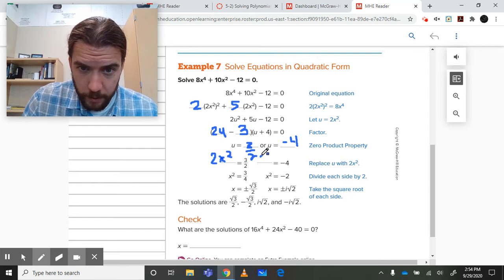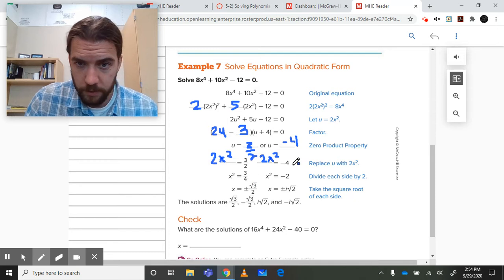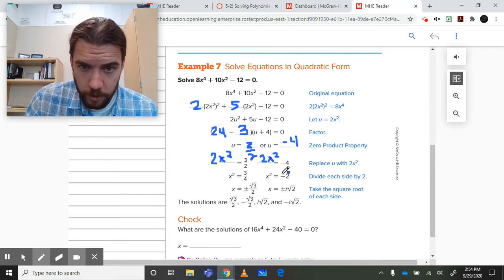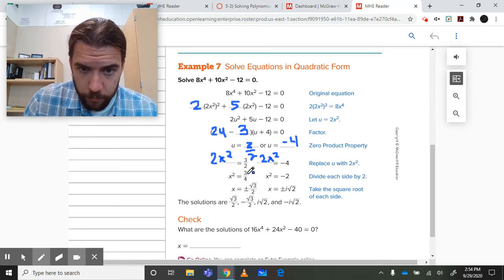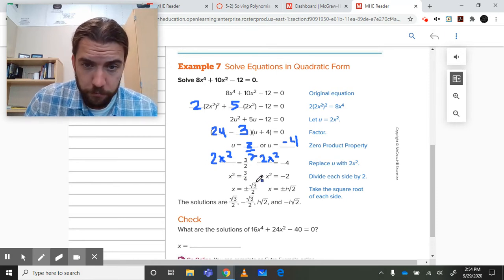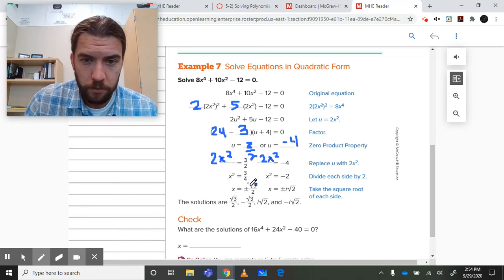So if 2x squared can equal 3 halves, and 2x squared can equal negative 4, then dividing by 2, we get not 3 halves, but 3 fourths on this side. Divided by 2, we get negative 2 over here. And taking the square root, we get the square root of 3 fourths. When you take the square root of a fraction, you can take the square root of the top and bottom separately. So we have the square root of 3 over the square root of 4. Square root of 4 turns into 2. And because we're doing a square root, we have plus or minus.